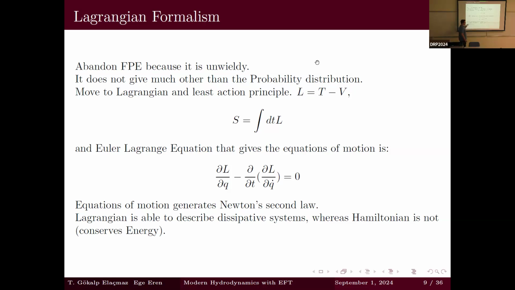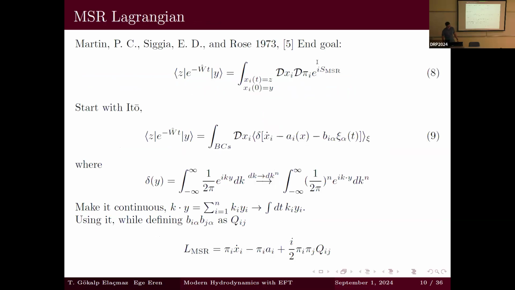Also, the power of Lagrangians can be used for describing dissipative systems. But Hamiltonians cannot do this because they conserve energy, and this goes against dissipative systems.